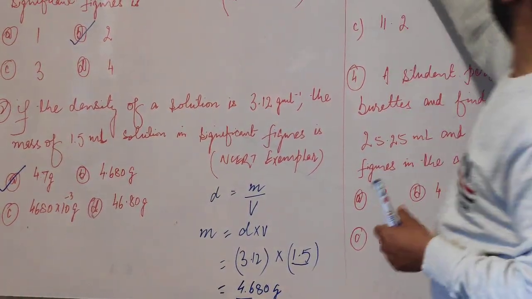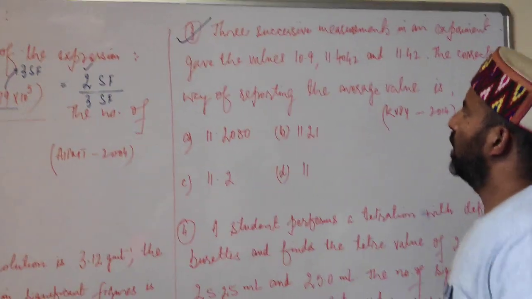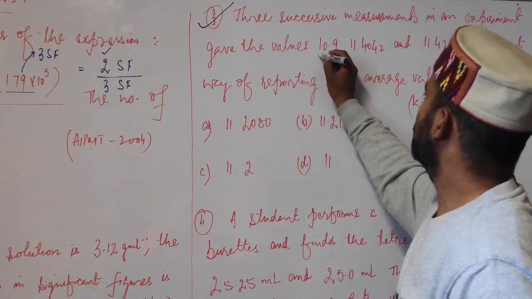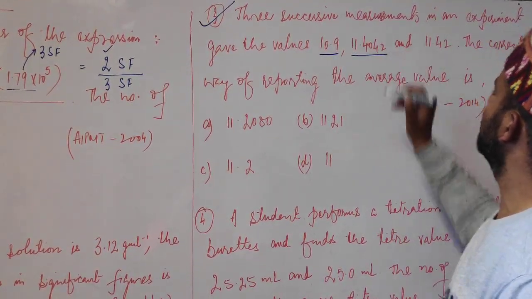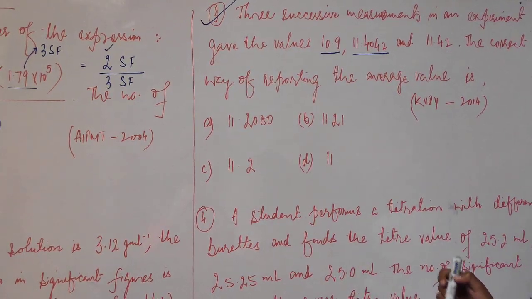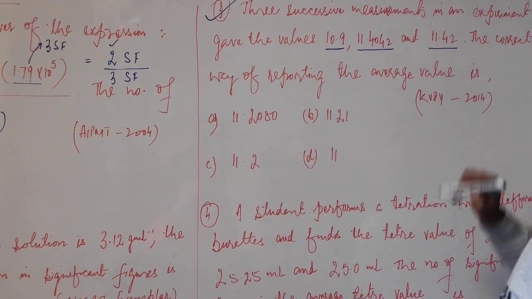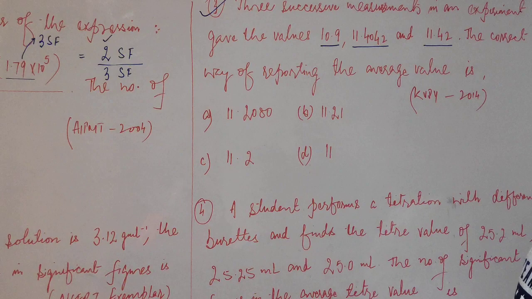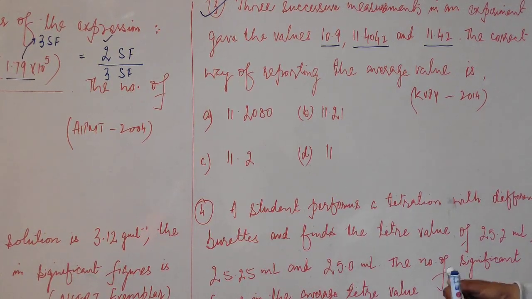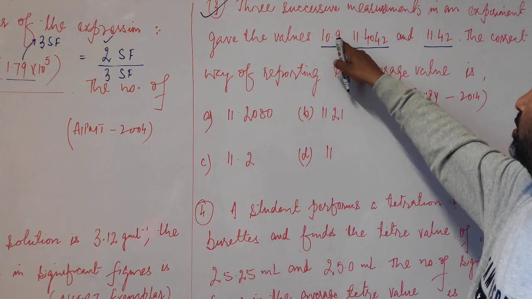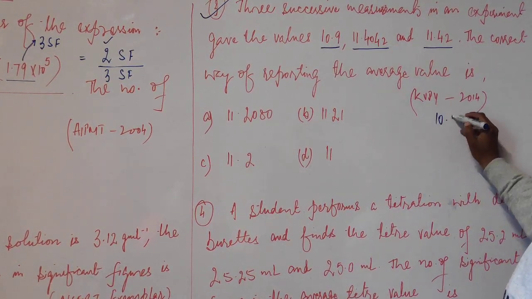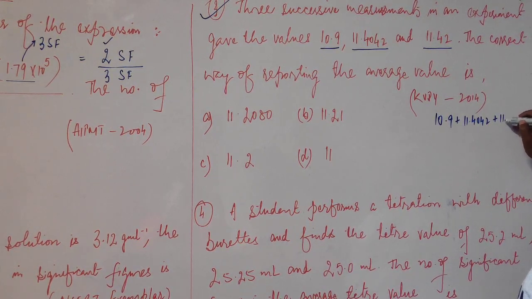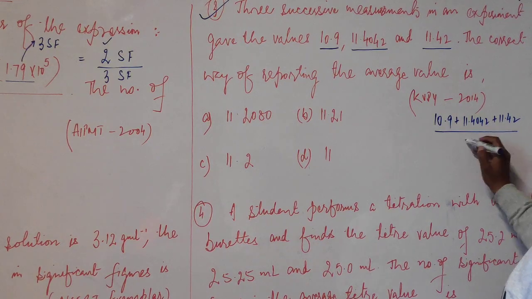Now students, we have the third question. Three successive measurements in an experiment gave the values: first value is 10.9, then second is 11.4042, and then we have 11.42. The correct way of reporting the average value is, first we take the average of these: 10.9 plus 11.4042 plus 11.42, and we divide it by 3.